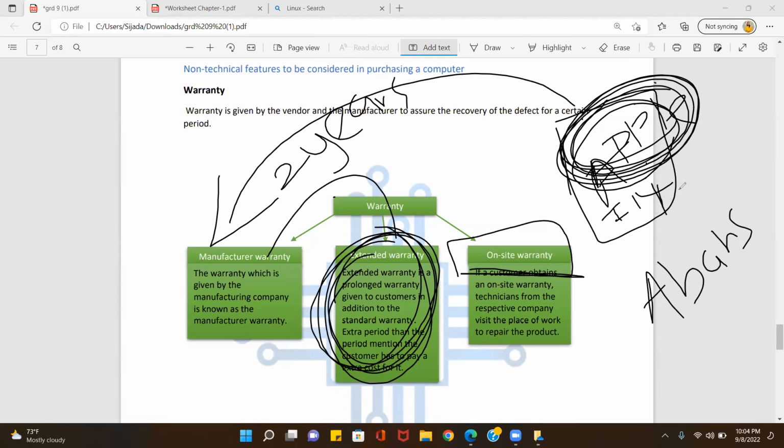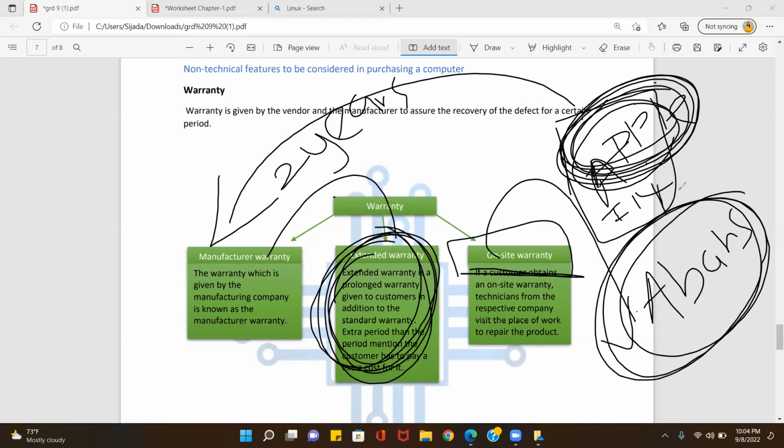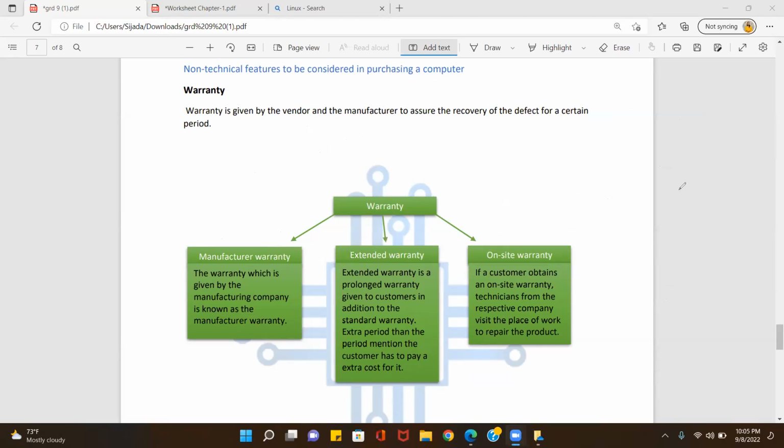On-site warranty means, from where am I buying this device? Abans. The warranty given by Abans, the relevant vendor, the relevant place that I bought the device from, is called on-site warranty. Understood what the different types of warranty are? Any questions? Any clarifications? No questions? No clarifications? Understood the extended warranty part?